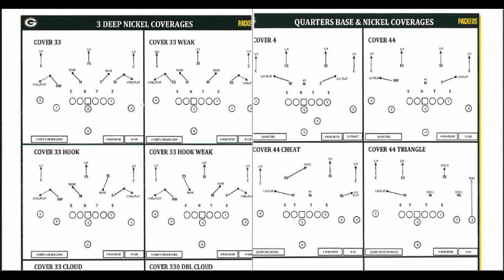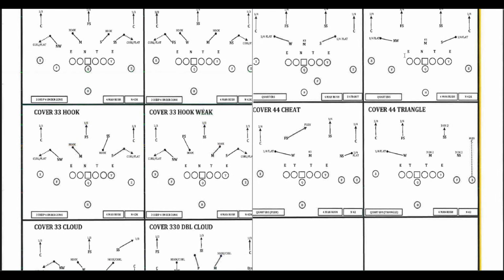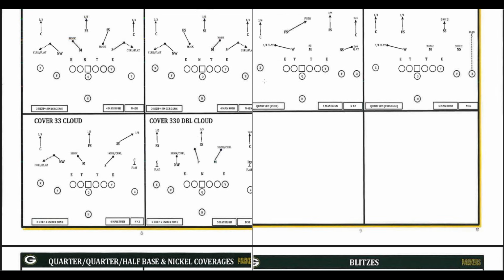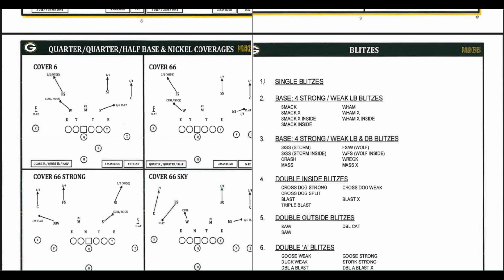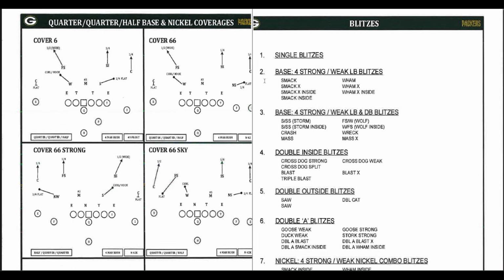And you get into your 3 deep nickel. Again, 33 just means it's nickel. And you got your quarters and base. So you got cover 4 base, and 44 with a nickel in there. All right, so that's just how they're identifying defenses and coverage structure.